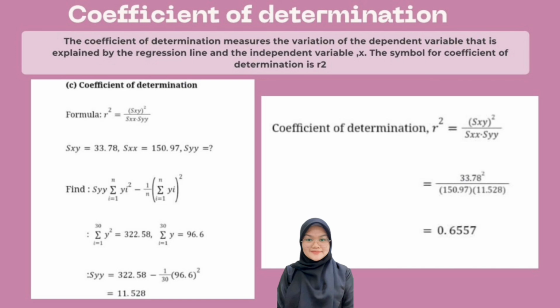to the power of 2, which equals open bracket Sxy close bracket to the power of 2 divided by Sxx times Syy, which is 33.78 to the power of 2 divided by open bracket 150.97 close bracket times open bracket 11.528 close bracket, and the final answer is 0.6557.